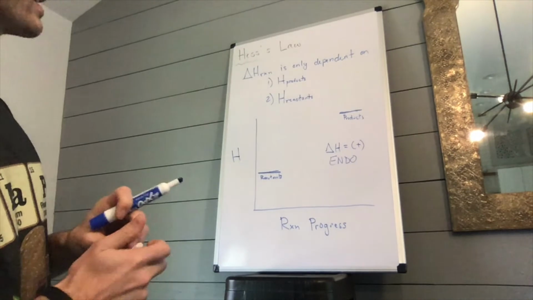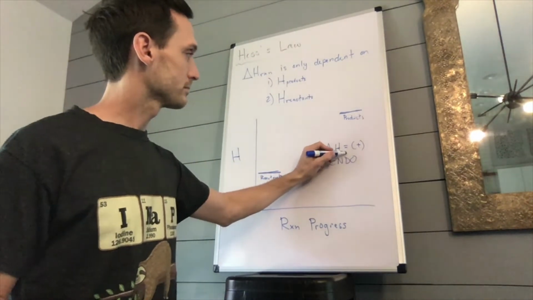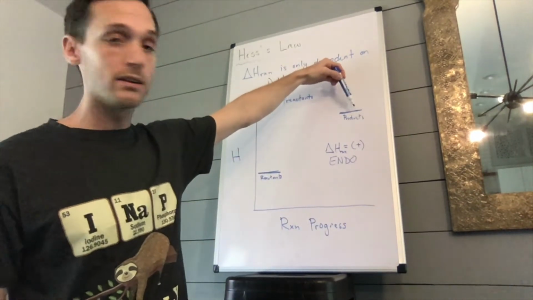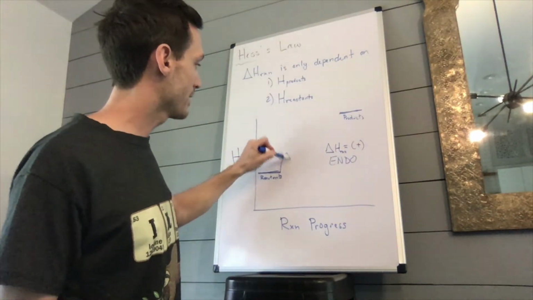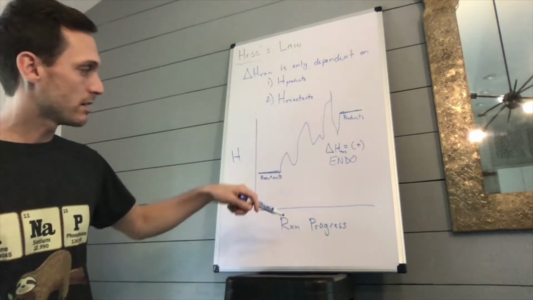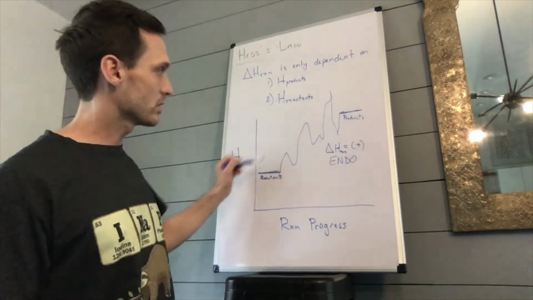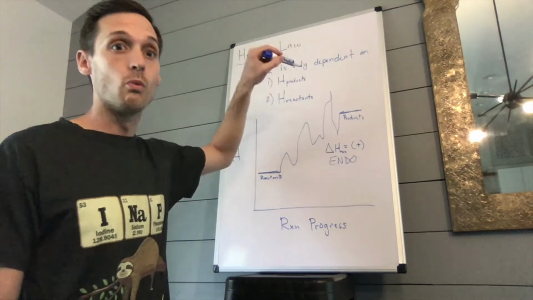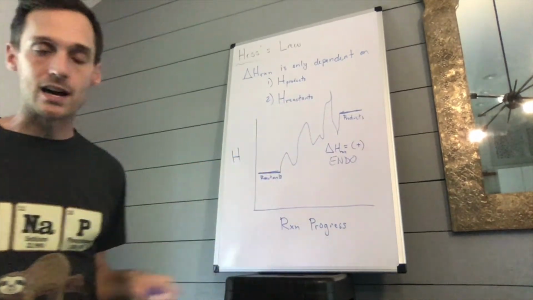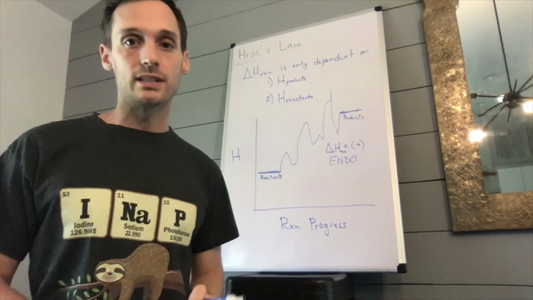But what Hess's law tells us is that this delta H of the reaction is only dependent upon where you start with the reactants and where you end with the products. It does not matter how we get there in between. It could go up, down, in between, whatever. It doesn't matter how you get from the start to the finish. It just matters what the start and finish are. This middle does not matter for us. So that's what Hess's law is going to tell us.